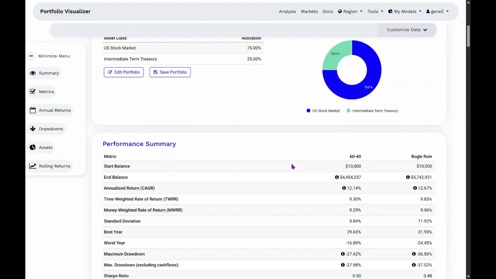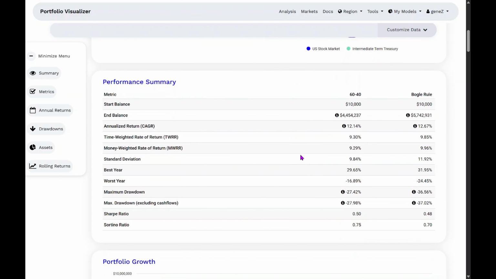When we compare the two, we can see that the end balance is higher for the Bogle rule. Since stocks have higher returns, this makes sense. We generate an average return of 12.67% per year. But be careful. The worst year is also much more painful than the 60-40. You could lose up to 25% of your money in a single year, with a significant drawdown.